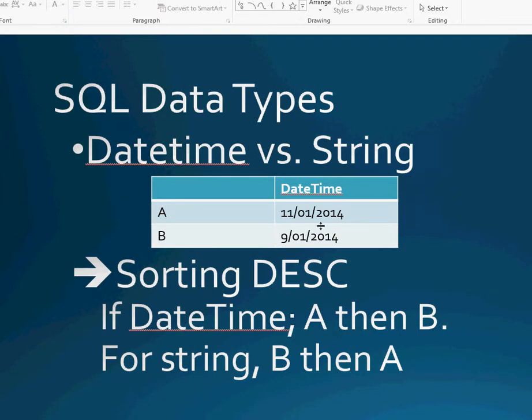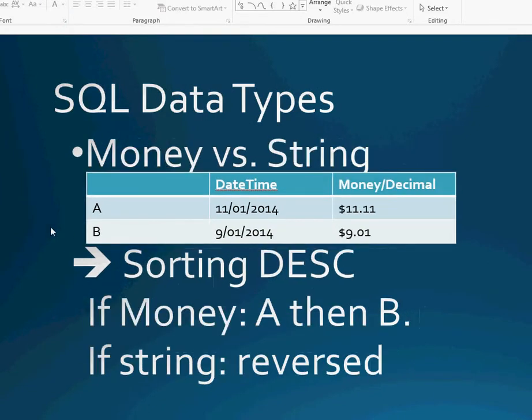Similarly, this applies to more than just datetime fields. The same example would fail in money. If you converted money to a string, it would look at the first character, and $11.11 would be considered a different value than 9, because it would just be comparing the first character in the string, and we want to actually look at things as a number. So don't mess with SQL data types.